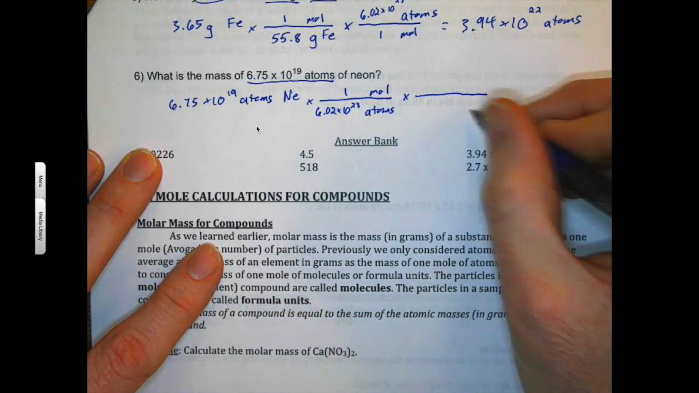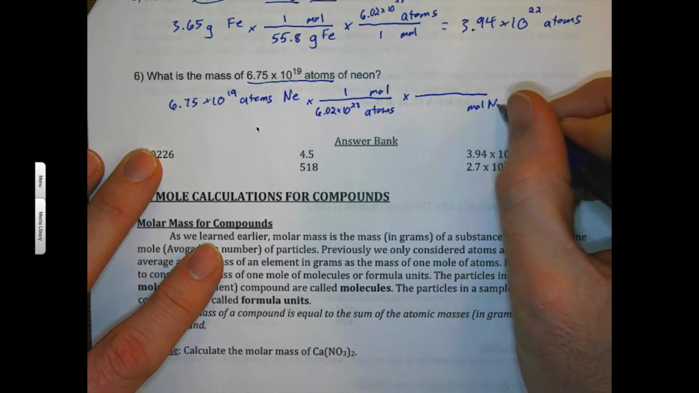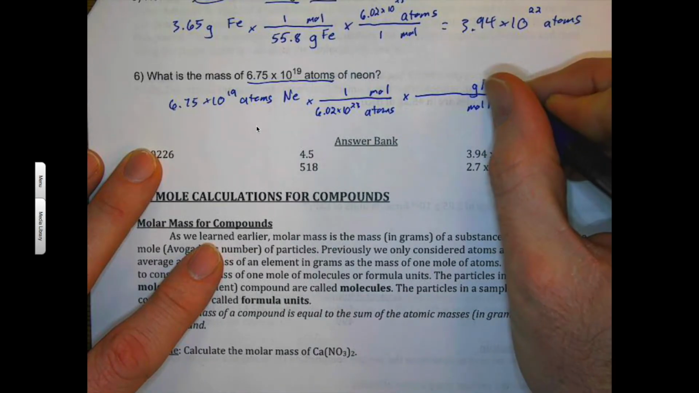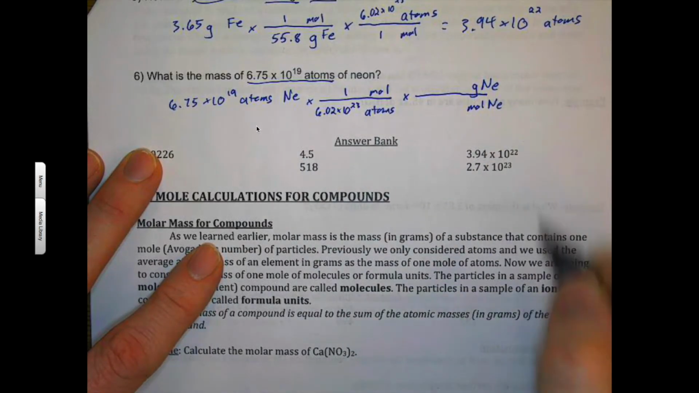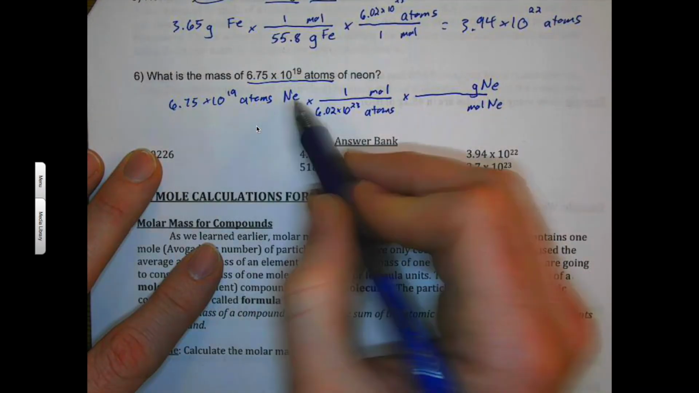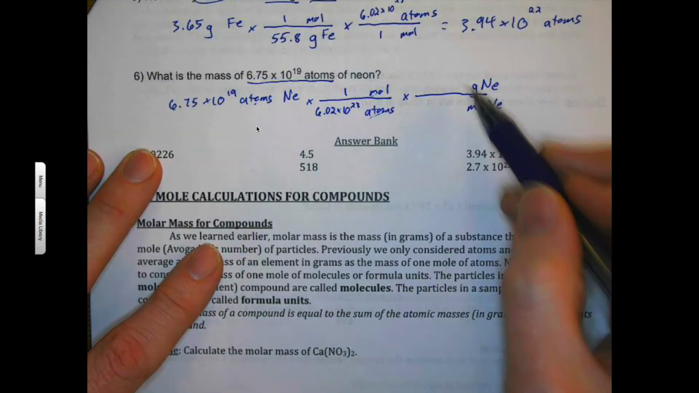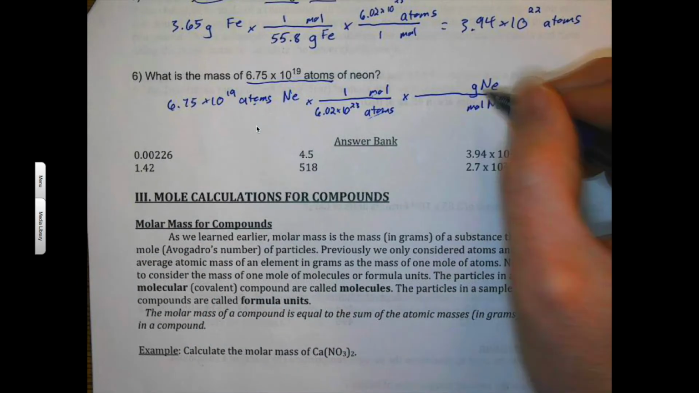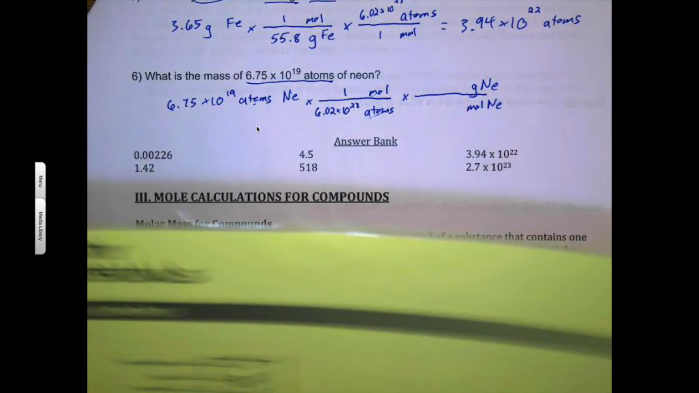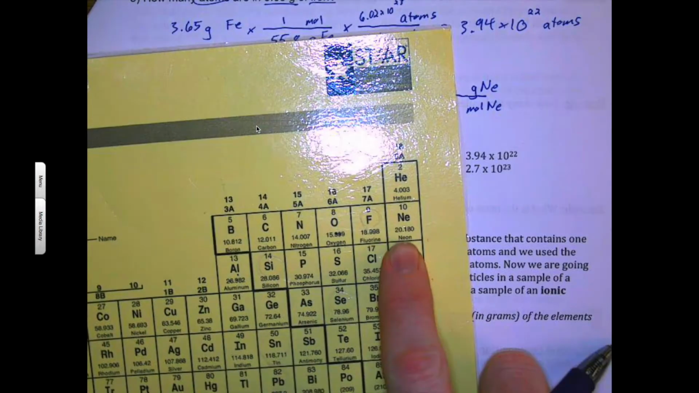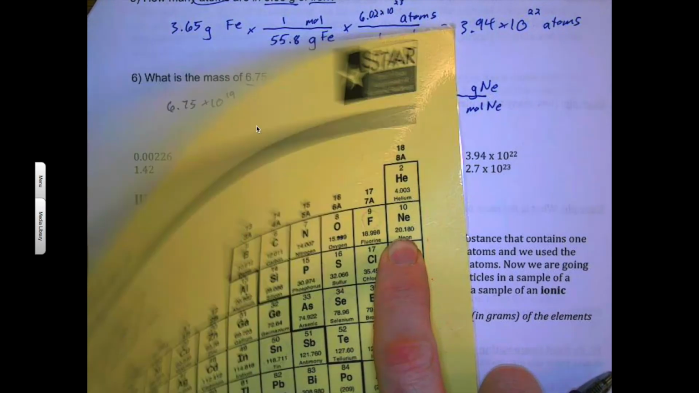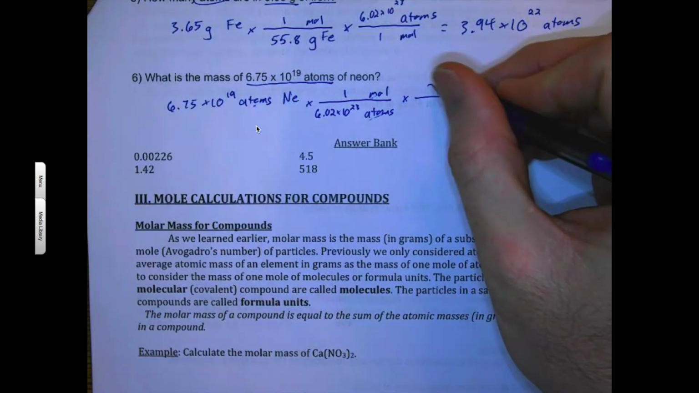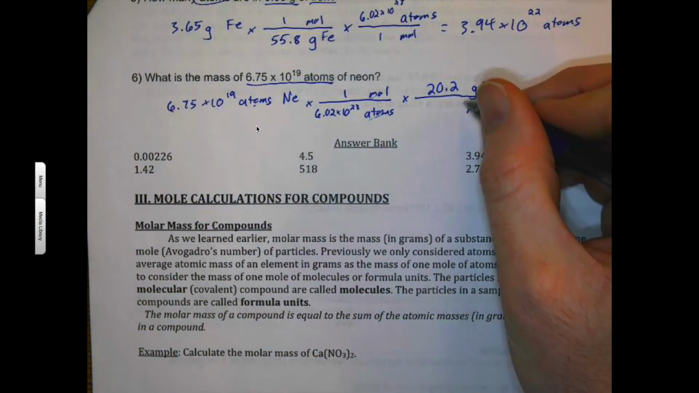And then I'm going to convert moles of neon into grams of neon. Right there. And so I'm doing this so my units cancel, right? Moles, moles. And then I'm left with grams. So I look at the periodic table. G stands for go to the periodic table. I go to neon. That is 20.2. Yep, 20.2. That's how many grams are in 1 mole.